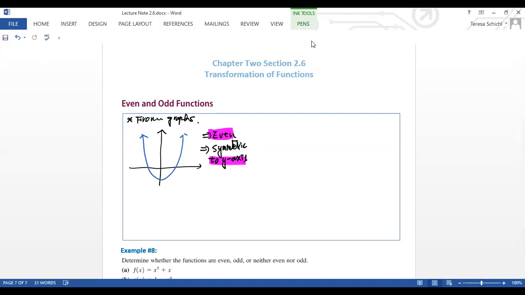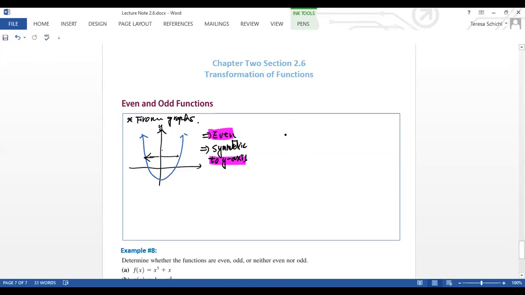What I mean by symmetric is that when I fold it, you can treat the y-axis like a mirror, right? So these two and these two are mirror images.